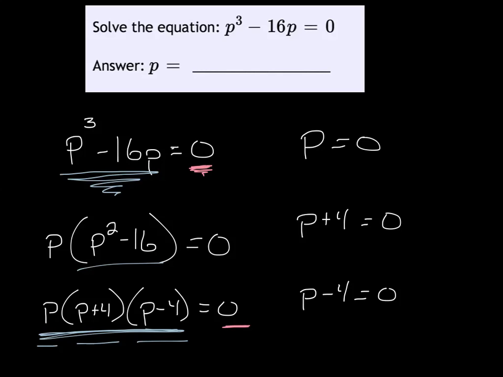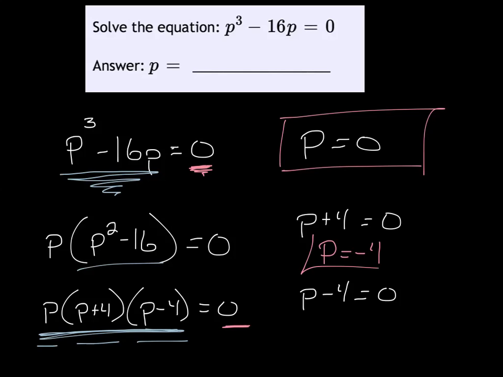And then we solve each of these equations. So we have three equations. We'll solve them. The first here, p equals 0, well, that's already solved. P equals 0. The second equation here, I would subtract 4 from both sides to get p equals negative 4. So that's my second equation. And this third equation, I would add 4 to both sides to get p equals 4.